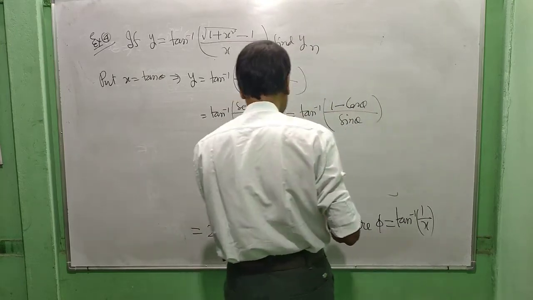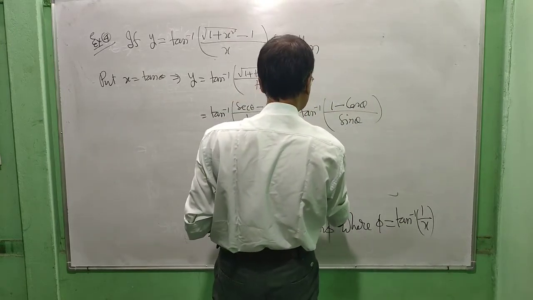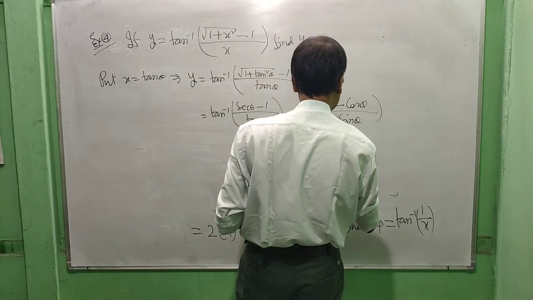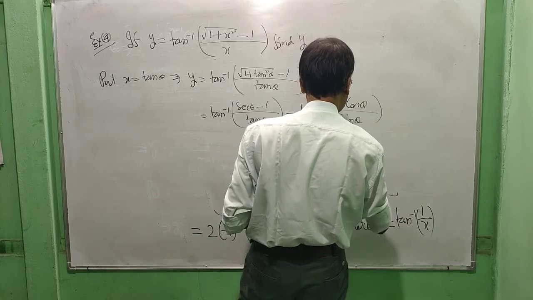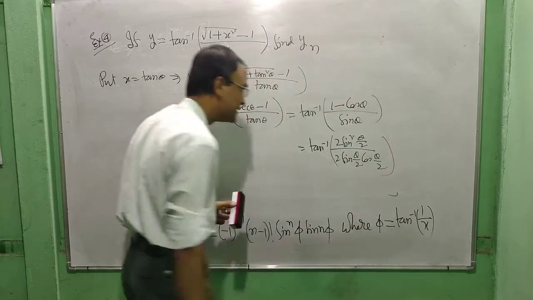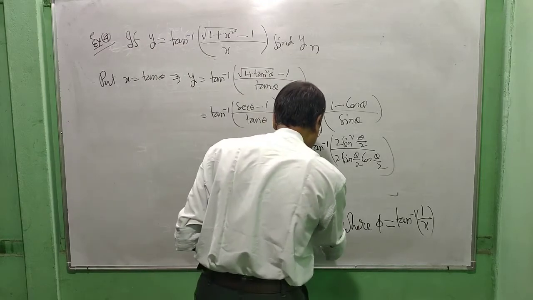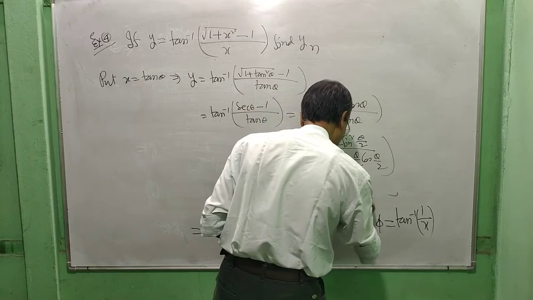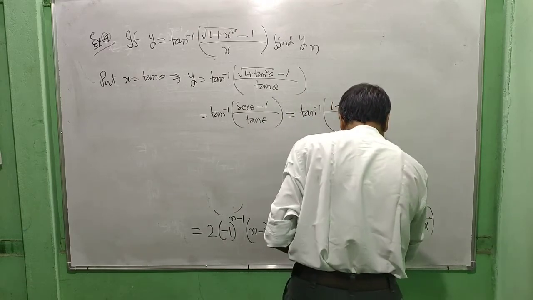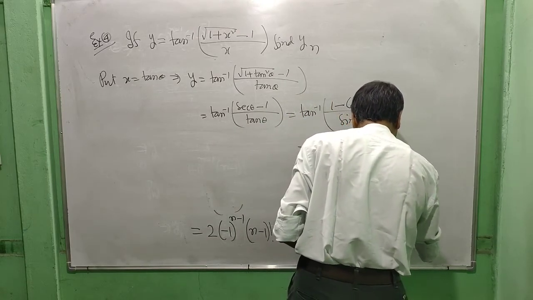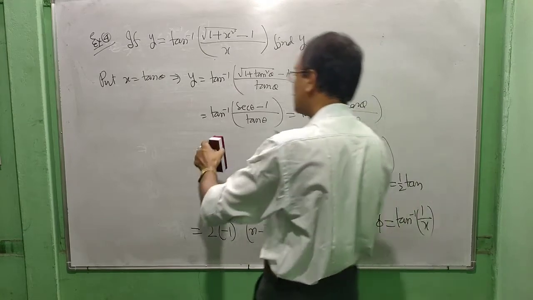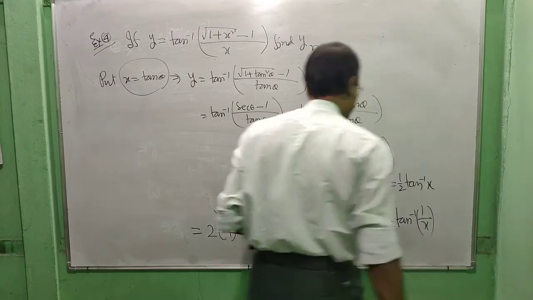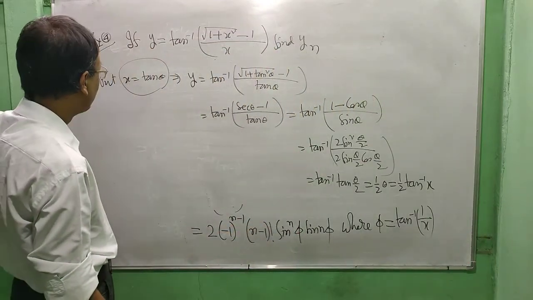And this will be equal to tan inverse of twice sin square theta by 2 divided by twice sin theta by 2 into cos theta by 2. This is equal to tan inverse tan theta by 2, which is equal to half of theta. What is theta? Theta is equal to tan inverse x.